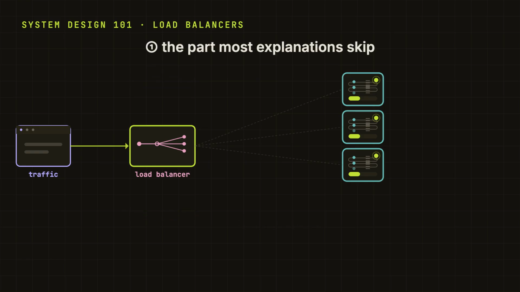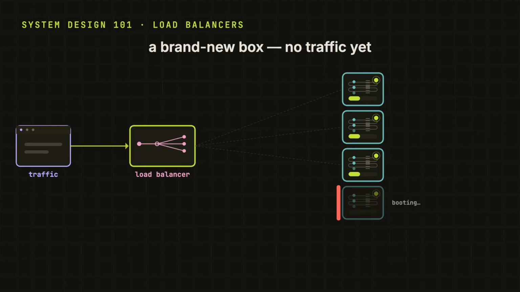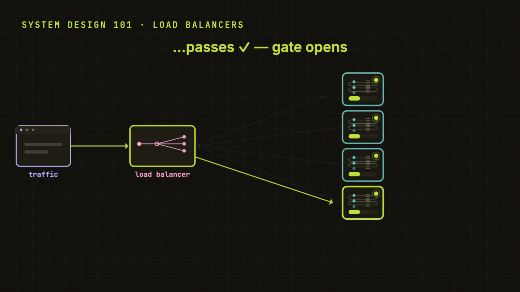The first one is the part most explanations skip. A brand new box does not get any traffic until it has passed a health check. So when autoscaling spins up a fresh server, or a deploy brings a new one online, the load balancer holds traffic back until that box says, "Yes, I am actually ready." That is why you never get sent to the server that is still starting up. New boxes have to earn their traffic.